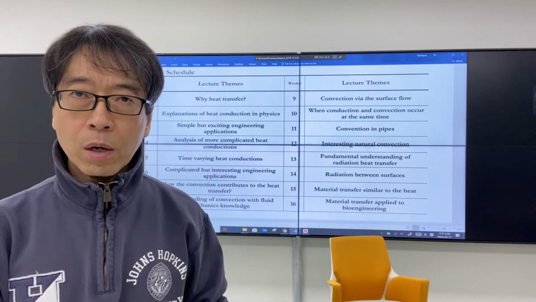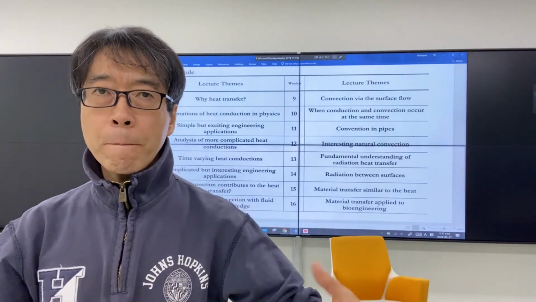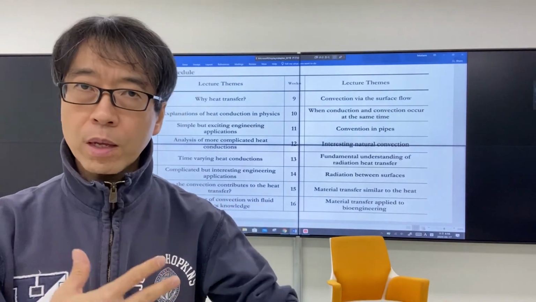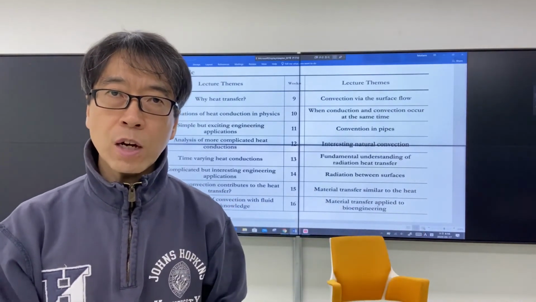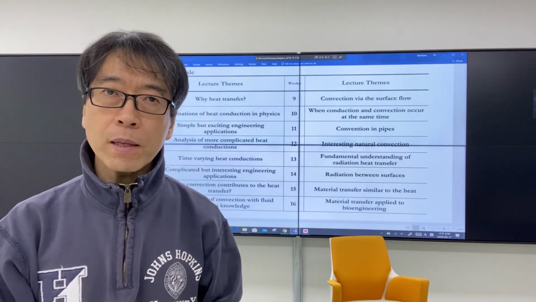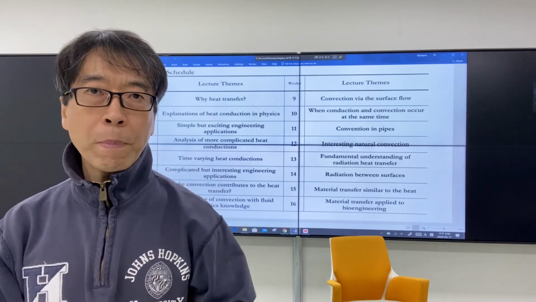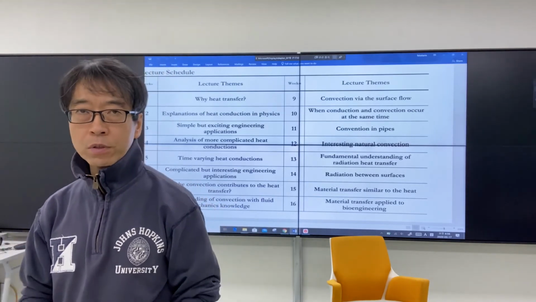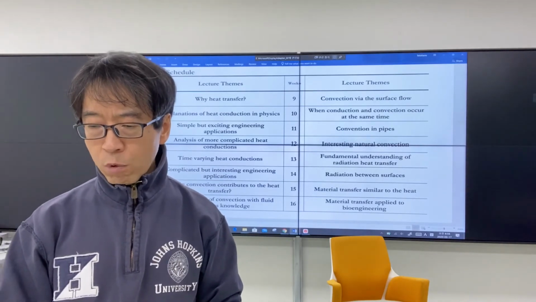For example, coronavirus will diffuse into the air by convection, okay? And the diffusion process. You should be able to explain how quickly these particles will diffuse based on the understanding of heat transfer. So this is a very interesting topic. 16th week, even more interesting.